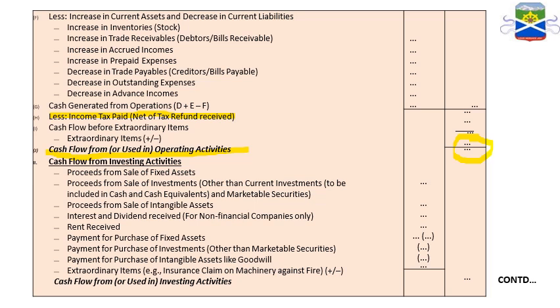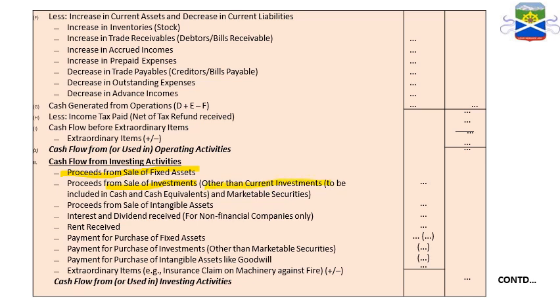Now we'll go for the second activity, that is cash flow from investing activities. Under investing activity, as we know, we have the proceeds of sales of fixed assets and sales of investments, other than those included in cash and cash equivalents and marketable securities.